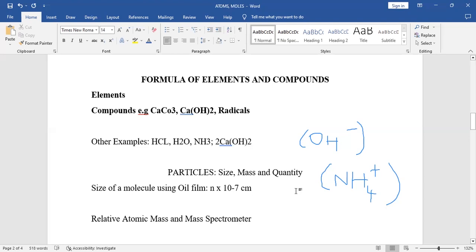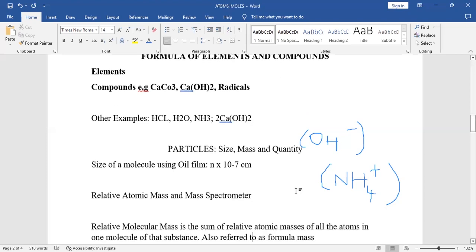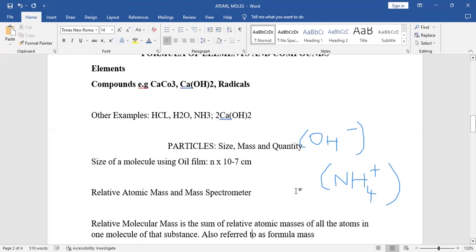That's just a simple explanation. You know, there's a more complex definition that defines it as: the relative atomic mass is the number of times the average mass of one atom of that element is heavier than 1/12 the mass of one atom of carbon-12. But that's just a fancy thing.